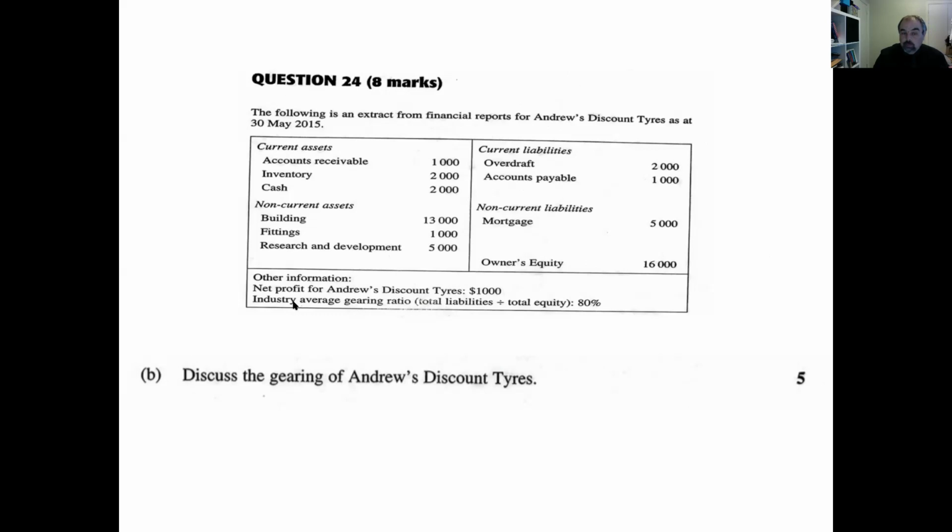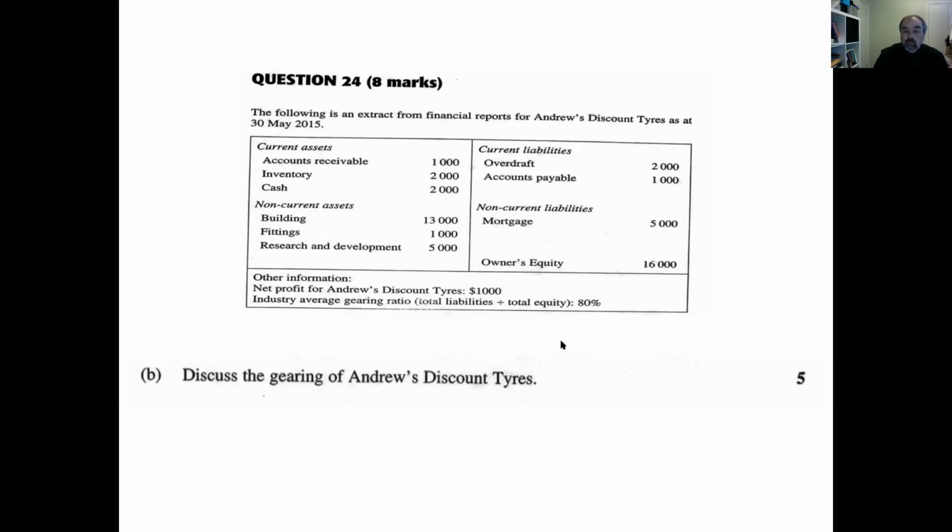Now we look in here, we've got industry average gearing ratio. So we've got our formula at 80%, okay? And we've got an extract here and it looks like a balance sheet with our assets and liabilities. Okay, so the first thing you need to do in this question is calculate the level of gearing. Now, if we're going to look at the advantages and disadvantages, we have to determine, is the gearing high or is the gearing low before we can make comments about that.